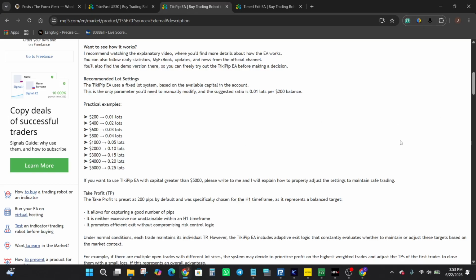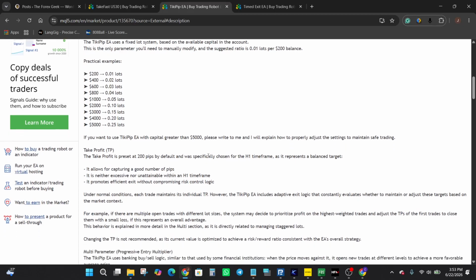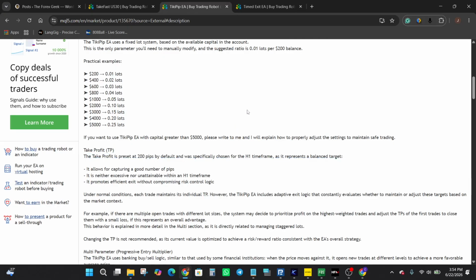Looking deeper into the settings, the take profit value is set to 200 pips by default and is described as being optimized for the H1 time frame. The developer specifically advises against modifying this value because it forms part of the EA's overall risk and reward structure.